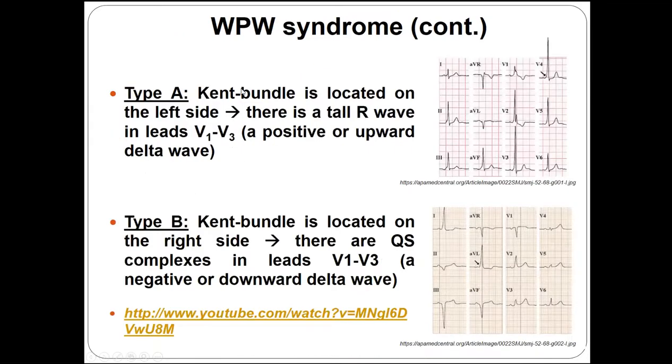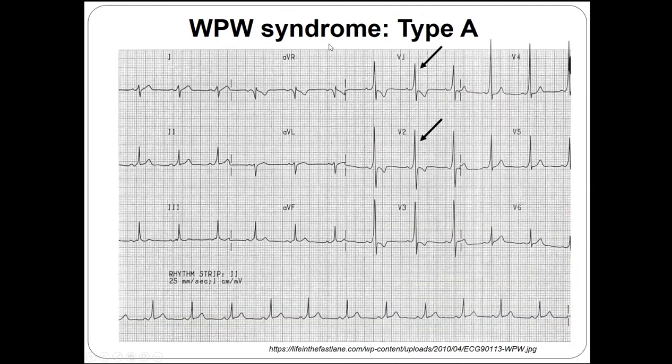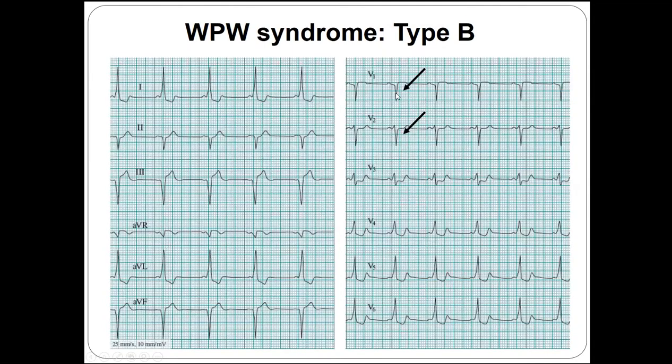There are two major types of this WPW syndrome. The A, when in V1 we have a positivity, or B, when we have a negativity. It depends on where this bundle of Kent is located. If it's located on the left side, we have an A. If it's located on the right side, that's a B type. That's it. Okay, that's an A type, as you see here, starting positively. Or it's negative, that's a B type, and you do see this nice delta wave and short PR interval.